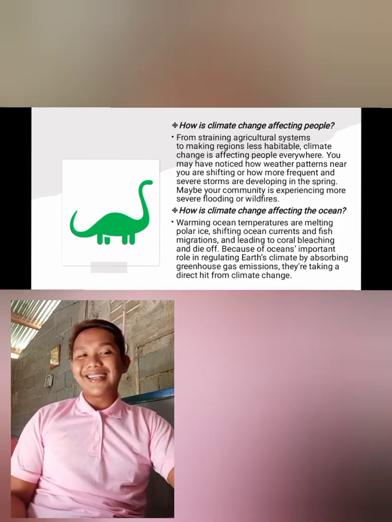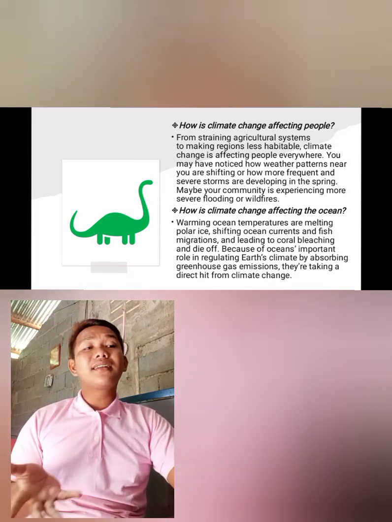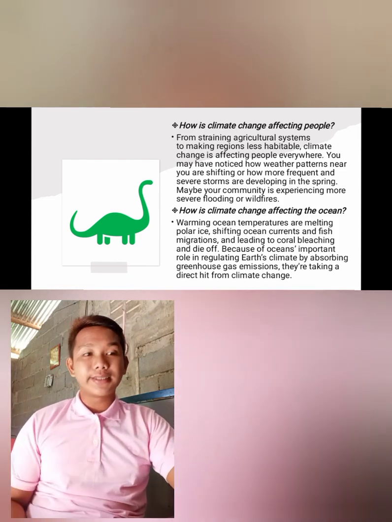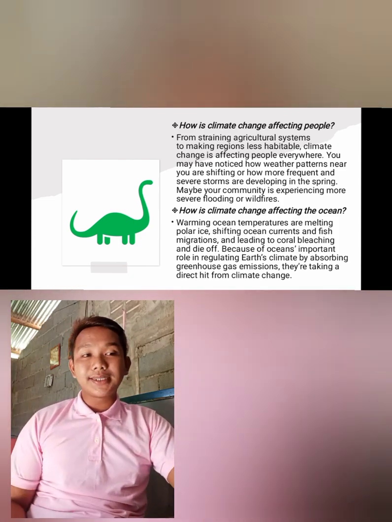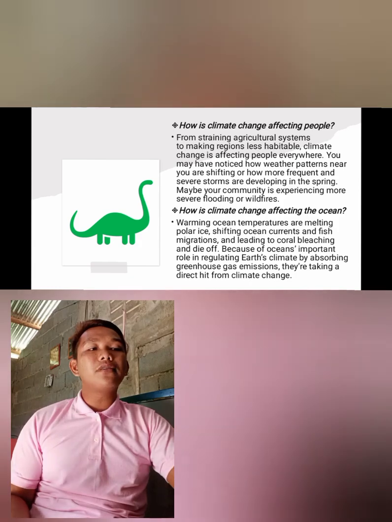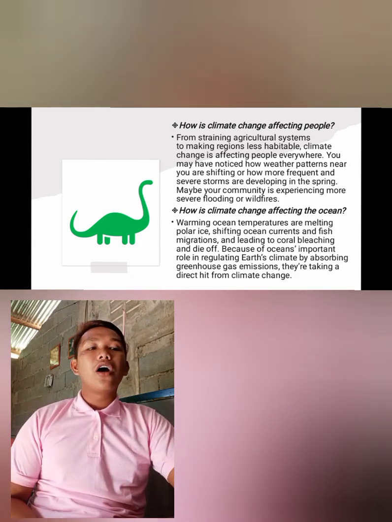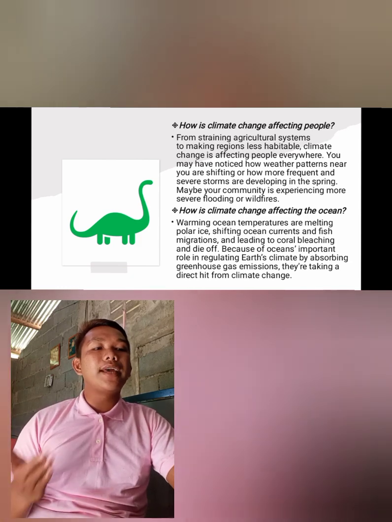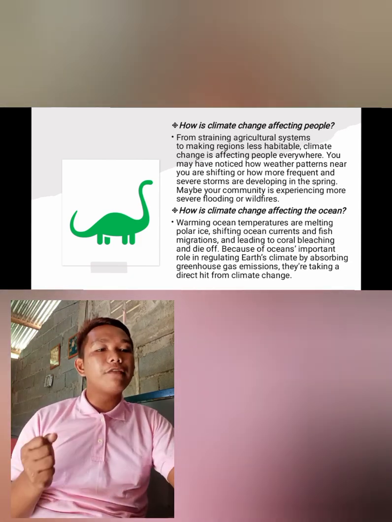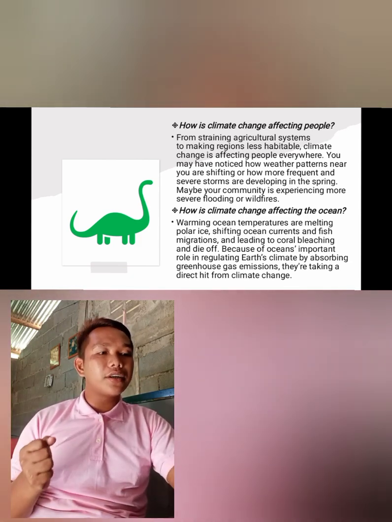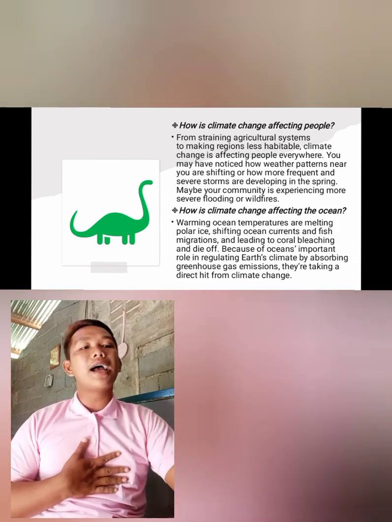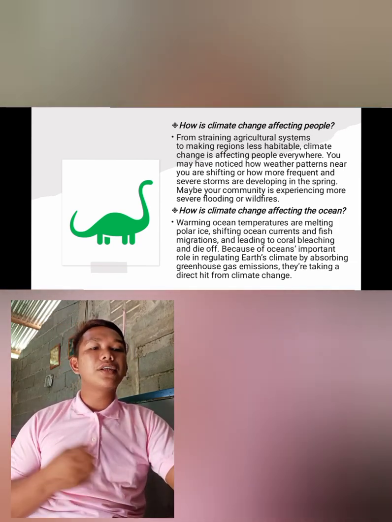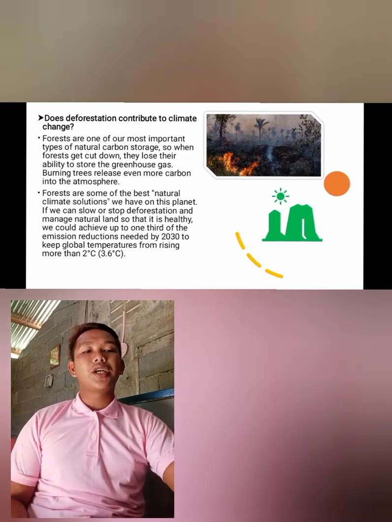And the next one is how does climate change affect the oceans? Warming ocean temperatures are melting polar ice, shifting ocean currents and fish migration, and leading to coral bleaching and die-off. Because of the ocean's important role in regulating Earth's climate by absorbing greenhouse gas emissions, they are taking a direct hit from climate change.